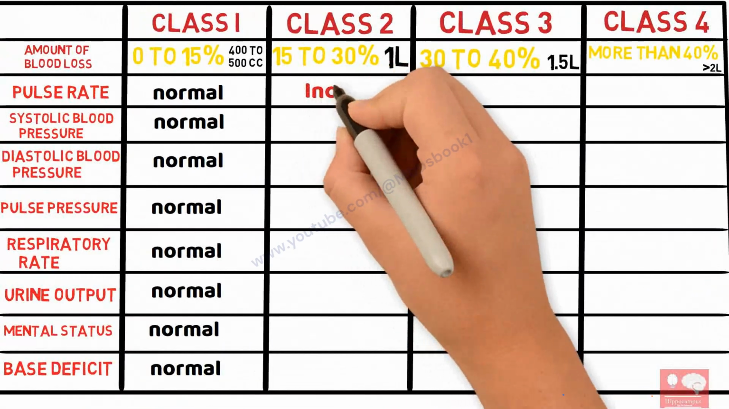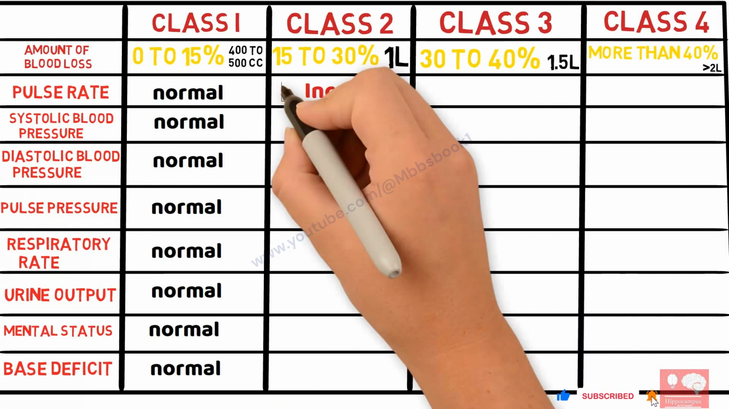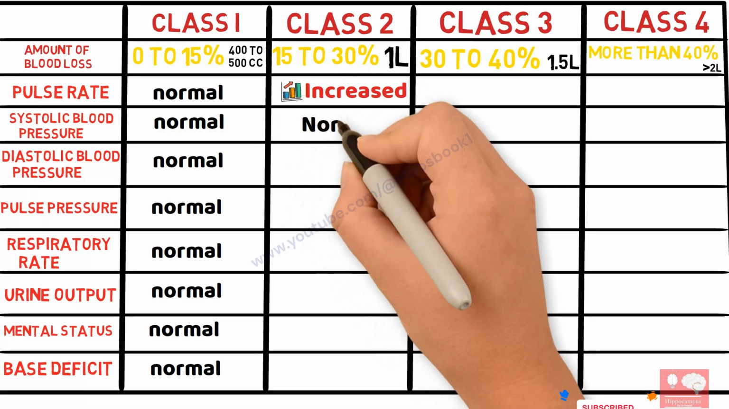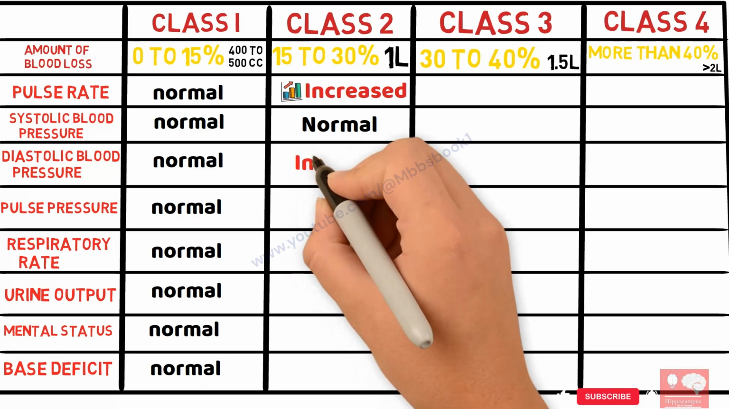Now we know that the pulse rate is increasing, and this is the earliest indicator of hypovolemia. Here, systolic blood pressure remains normal. What happens to the diastolic blood pressure? We have read in physiology that if the peripheral vascular resistance increases, then the diastolic blood pressure will also increase, right? So diastolic blood pressure increases.